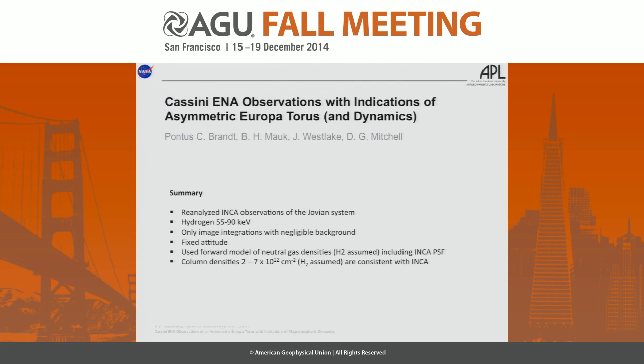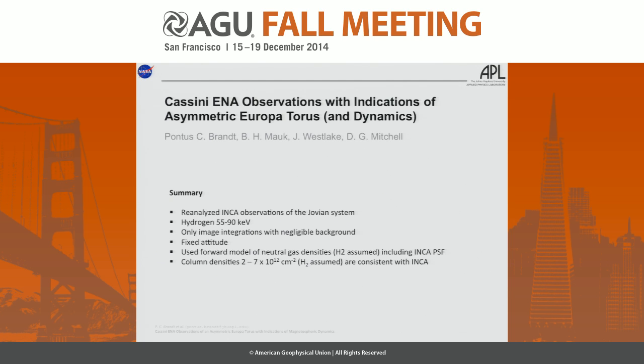Okay, change the slide title a little bit here. So basically what I'm talking about today is indications of an asymmetric Europa Torus. And if I have time, I'll talk about dynamics. That's a backup slide. But the basic thrust of this is getting down to what our upper limits on the column densities really are that we're seeing.